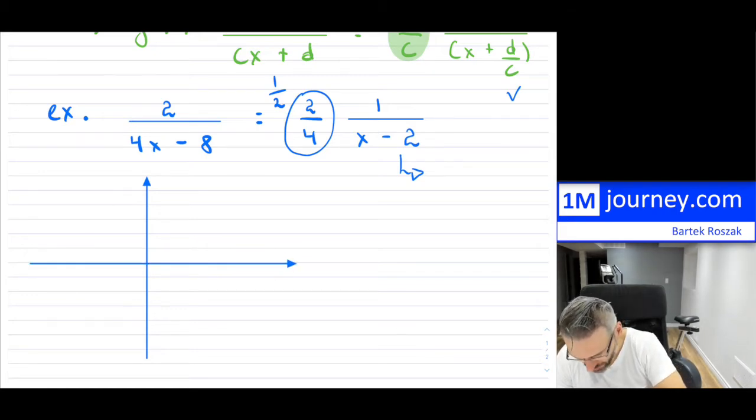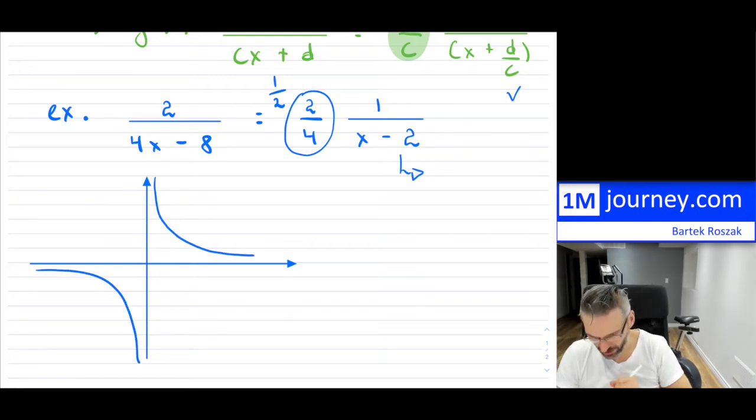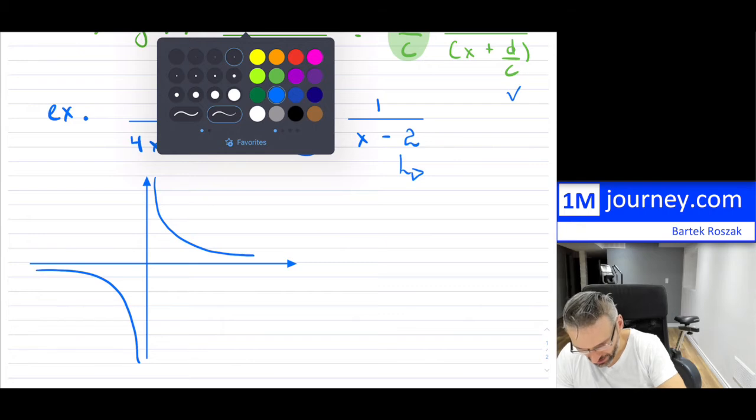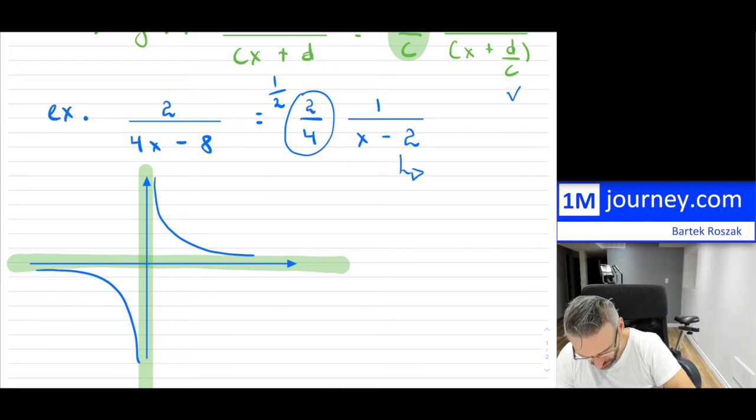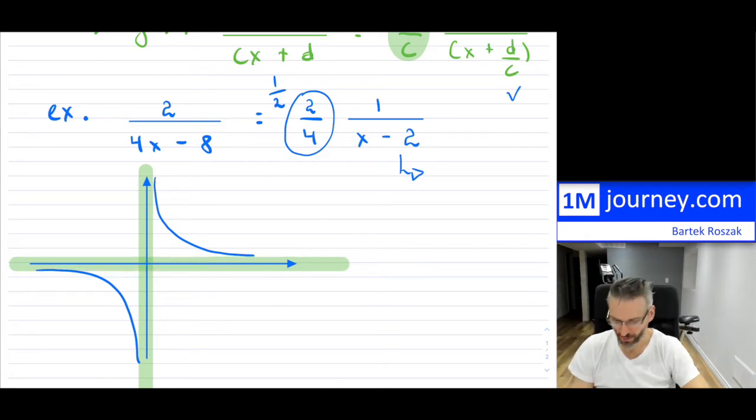Okay, what I have here is my 1 over x. We know that it looks like this. Right here is your vertical asymptote, and this is your horizontal asymptote. So this is what we have right there.